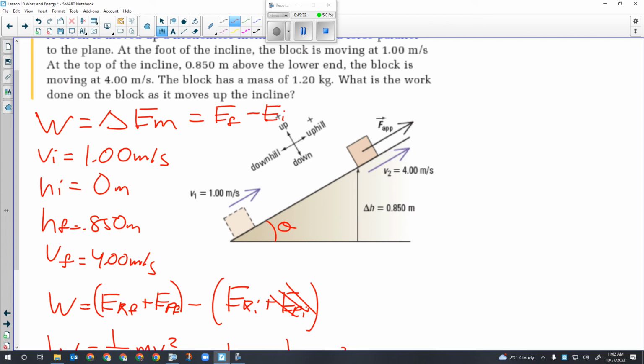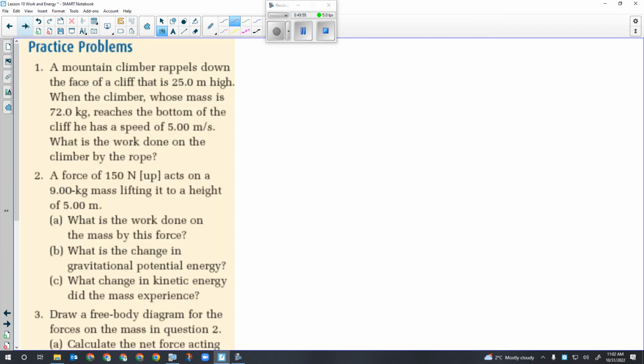I'm already up to 5 things. Instead of one operation, 5. And every time there's a chance to do something wrong. So we definitely want to try and solve these using the work energy theorem because they're simpler. They're shorter to do it that way.